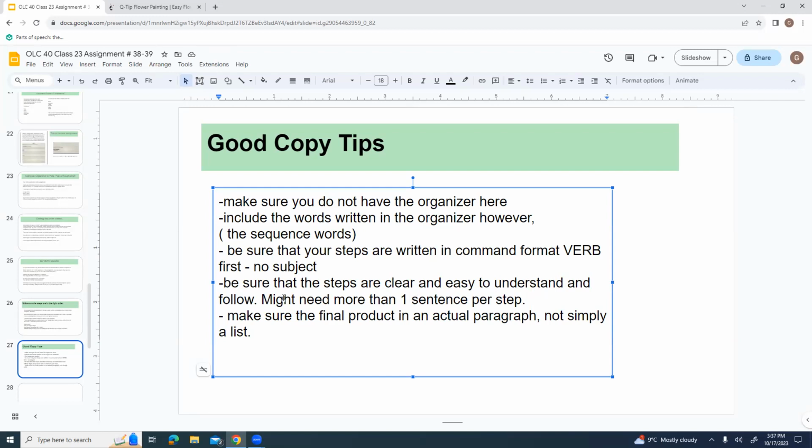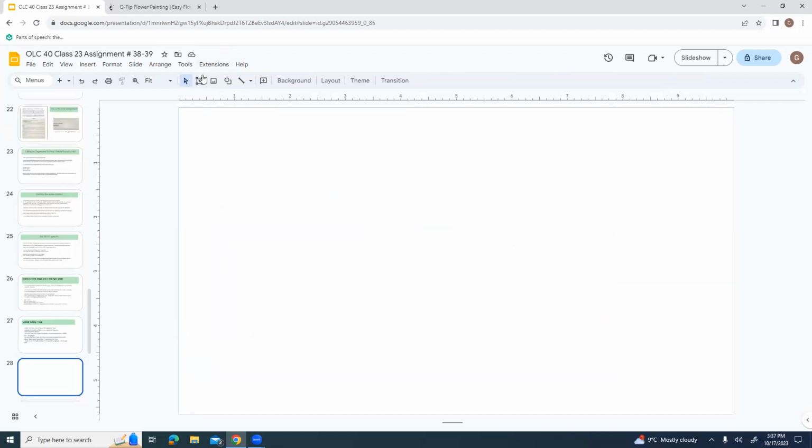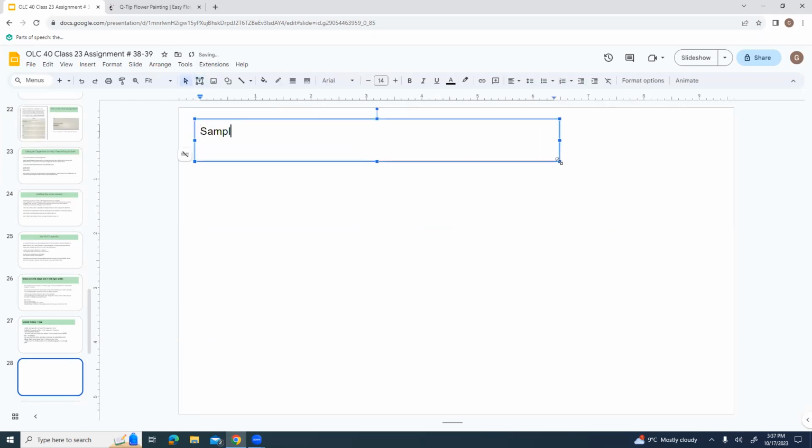That would still all count as one step if you're trying to explain something. And this goes back to what I was talking about. Make sure the final product is an actual paragraph, not simply a list. Okay. So I'm going to give you an example. Here we go. Sample paragraph.